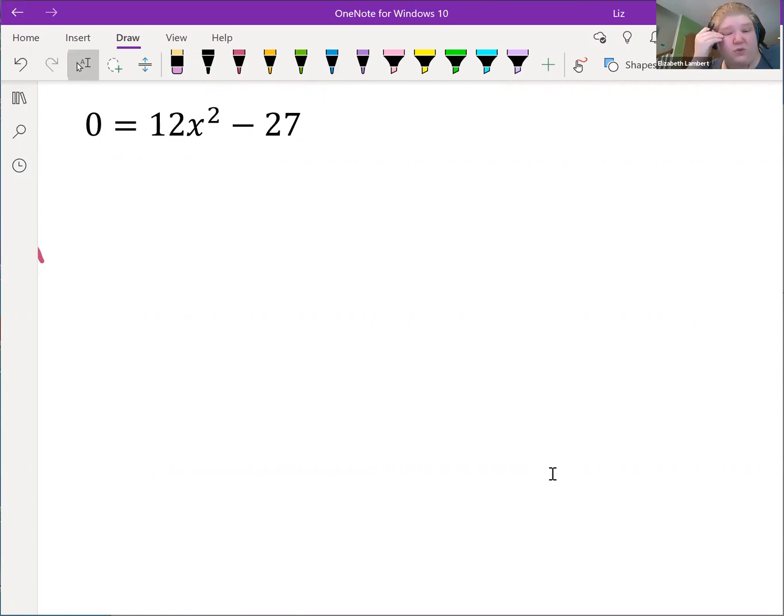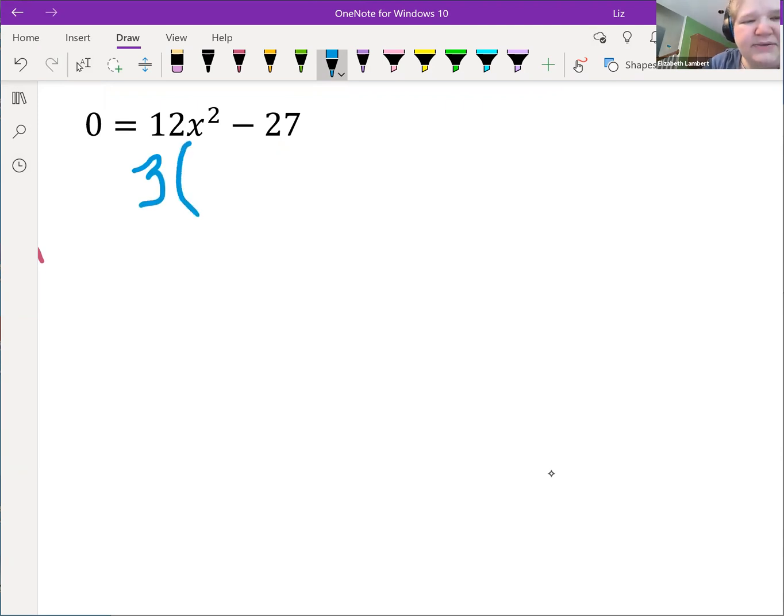Now, 12x squared minus 27. I only have 2 terms. And there's going to be a couple ways to solve these. But for factoring, the only 2-term factors we have are cubes, which this is not because we only have a squared, and the difference of squares, which we do have a difference. 12 and 27 are not squares. But what number do they have in common that I could divide them both by? A smaller number that divides into them nicely. And that is 3.